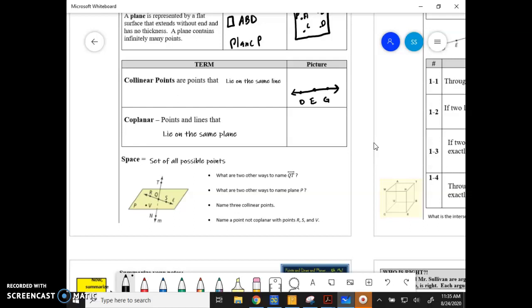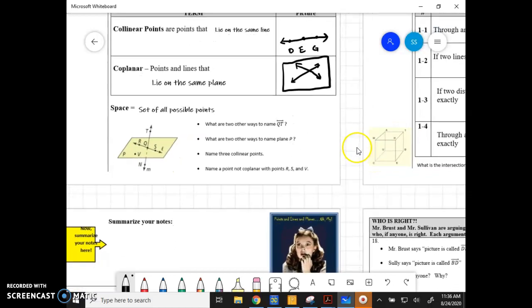And the next one, coplanar points, pretty similar. Coplanar points are points and lines that lie on the same plane. So not necessarily just points, we could also have coplanar lines. To draw a picture of that, here is a plane, and how about we do coplanar lines? That would be one like this, and maybe one like that. So those two lines are contained on that same plane. Hopefully that makes sense.